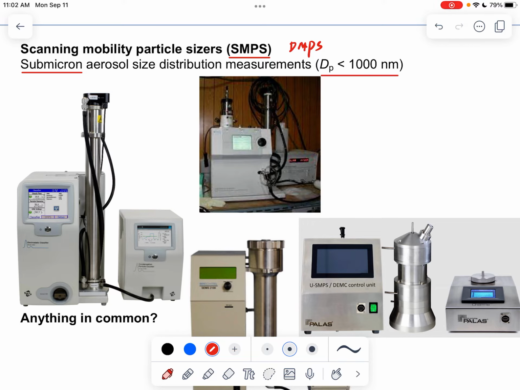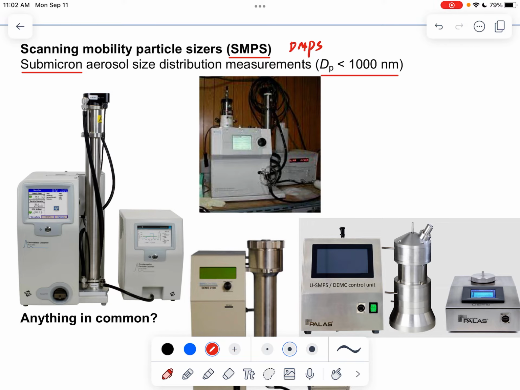If you zoom in to look at the schematic diagram of the EC and the DMA, you can see there are many tubes here, right? There's also an inlet and an outlet. The outlet of the DMA goes to the CPC, right? If you look at the internal structure of the SMPS, this is how it works. We introduce the aerosols from this inlet here. The aerosols will first go through an inlet impactor.